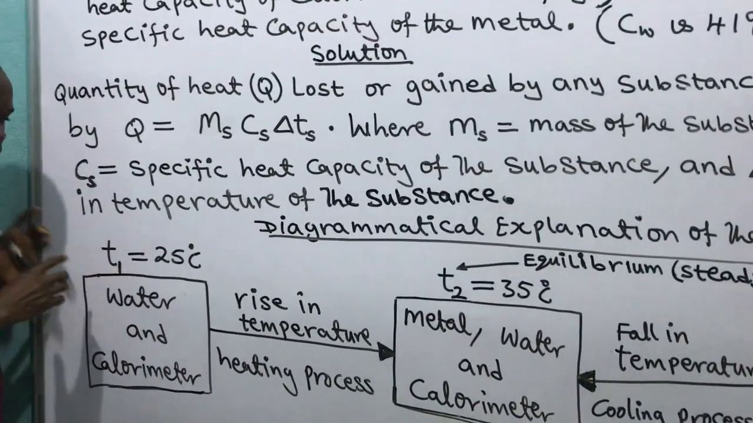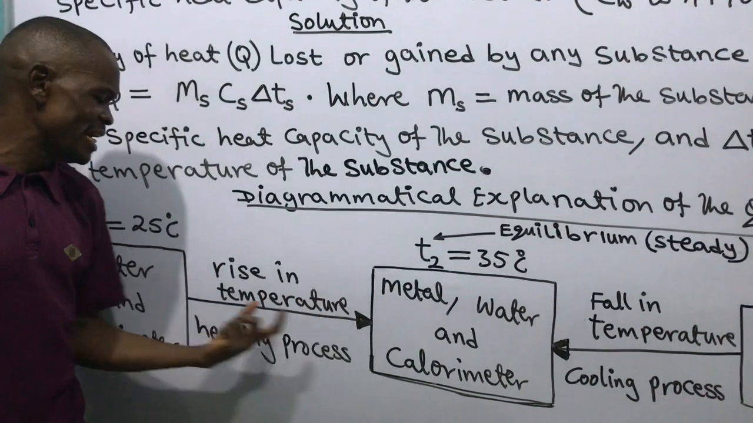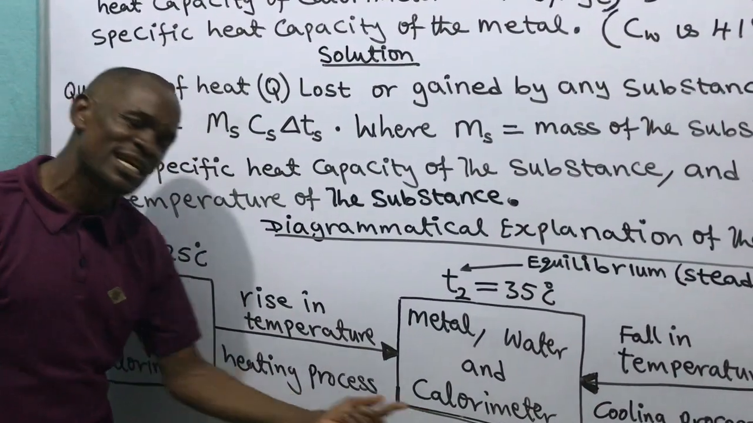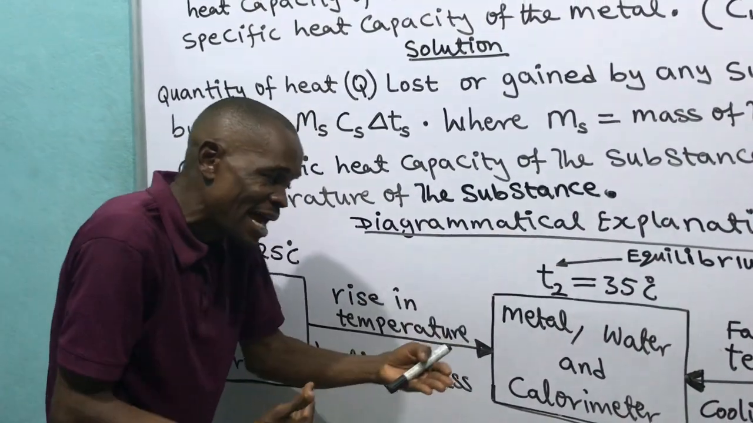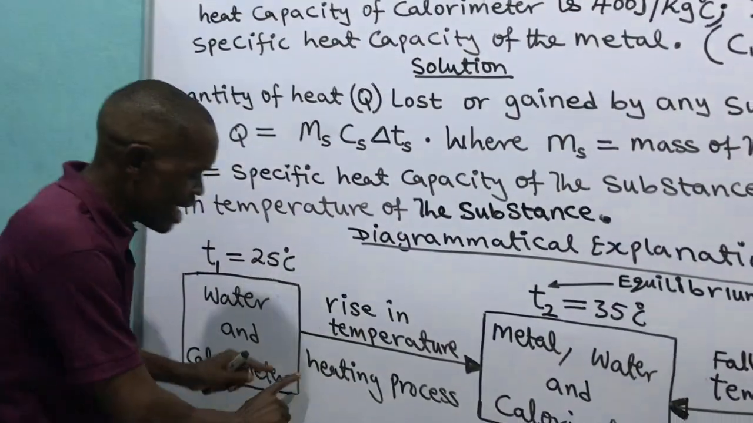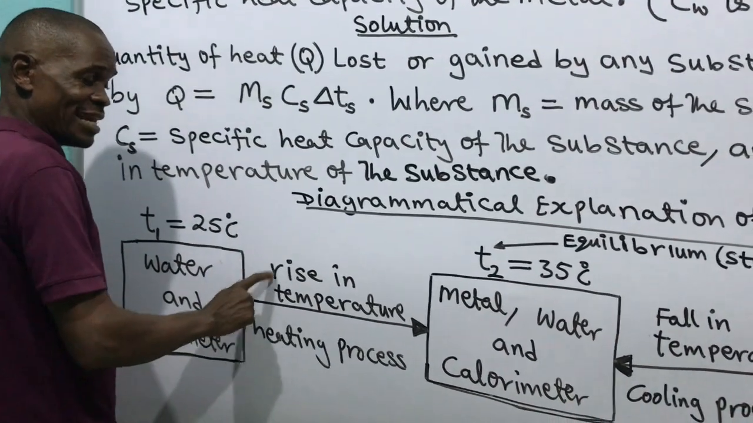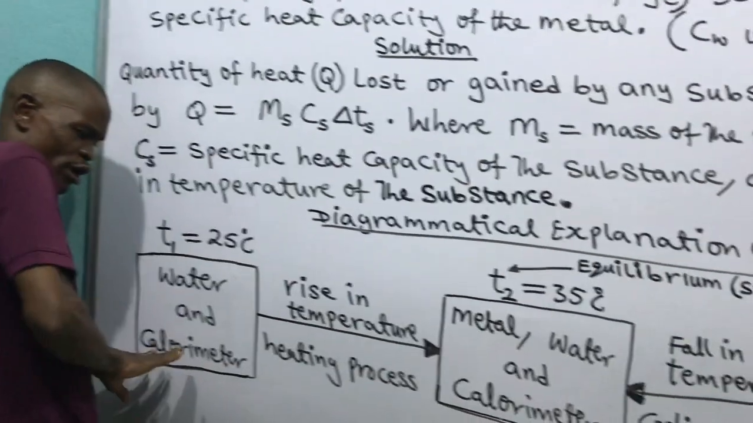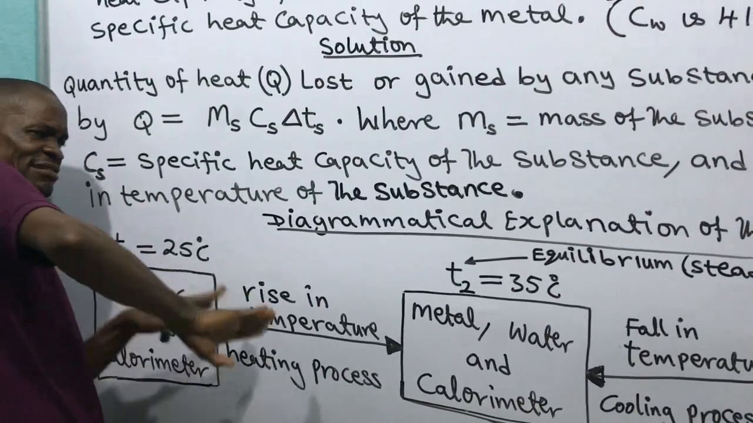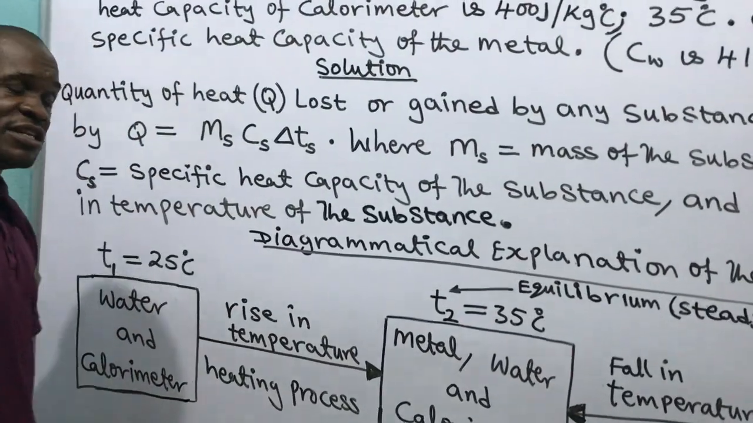And I call them T1. Then, looking at this diagram, the water started gaining heat, and I call it the heating process. The water and the calorimeter started gaining heat from the meter, which is at 100 degrees centigrade. And what do I write here? I say rise in temperature. The water and the calorimeter, their temperature will start rising. Where does it rise to? It rises to 35 degrees centigrade.